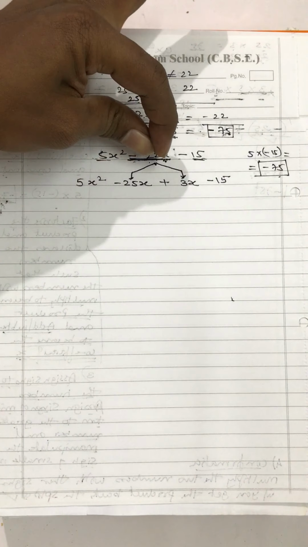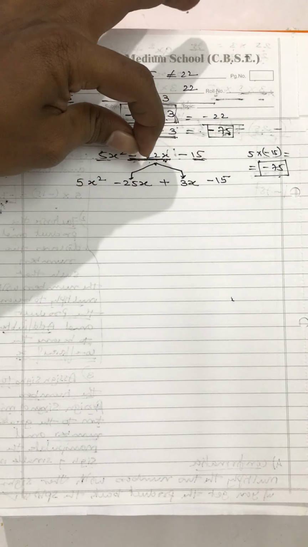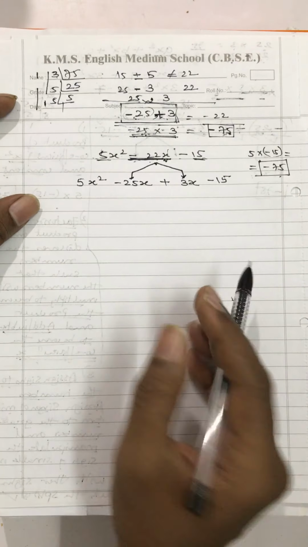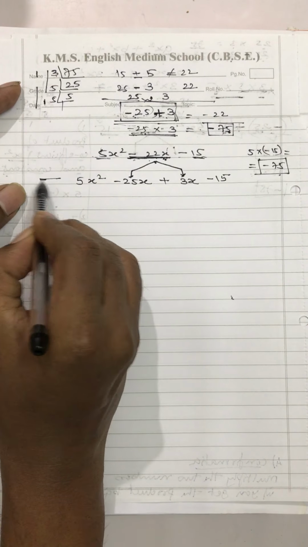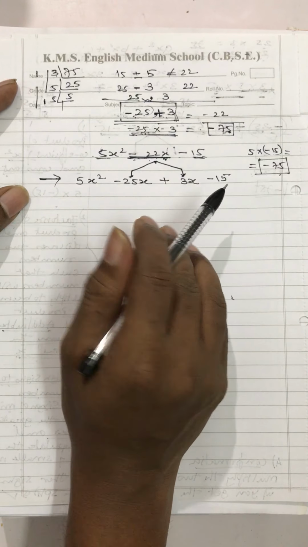You have split the middle term. Okay, fine. Now this is done. This you have understood. Now still a lot more process is remaining. This is only splitting the middle term. What I explained to you, everything was only for splitting the middle term.